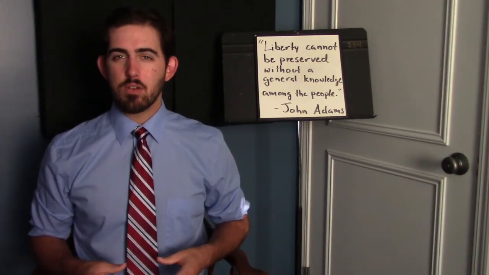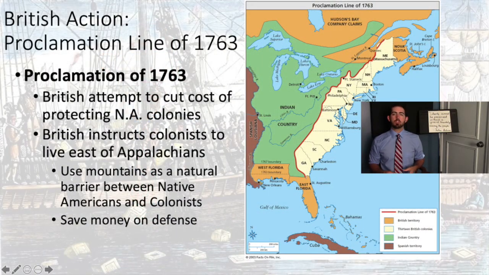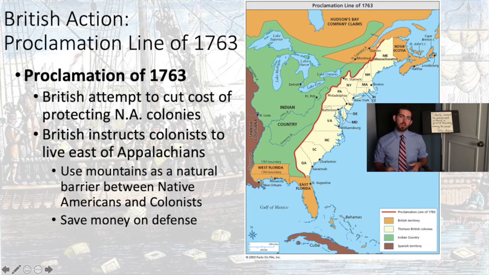But this was expensive, and Britain was trying to reduce its spending. So the king issued the Proclamation of 1763. The law created the Proclamation Line, which ran along the ridge of the Appalachian mountain range, from Maine to Georgia. The king forbade any British colonists from living to the west of this line. The idea was to use the mountains as a natural barrier between hostile Native Americans and the British colonists. This would allow the British government to recall the troops stationed on the frontier and save some money.